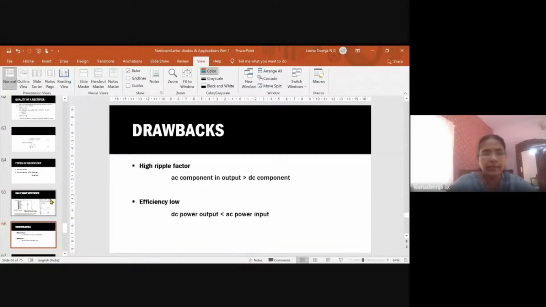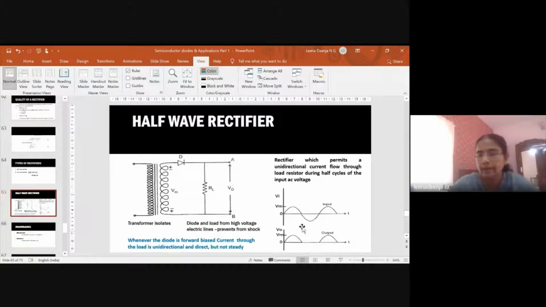So we can see that here, when the input voltage increases in positive half cycle, here the current or voltage across this RL also increases, reaches maximum when input is maximum. And when the input decreases, here also voltage decreases and it reaches zero. And for this negative half cycle, there is no current flow. Again, same thing repeats for next positive half.